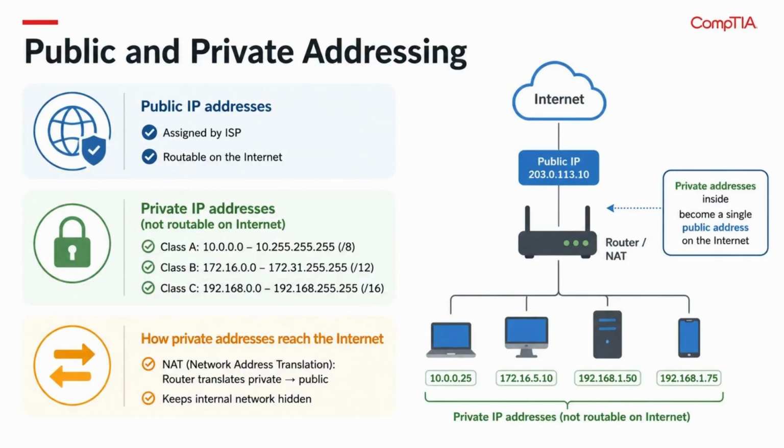Public IP addresses are assigned by your ISP and routable on the internet. Private IP addresses aren't routable on the internet at all. Class A covers 10.0.0.0 to 10.255.255.255. Class B covers 172.16.0.0 to 172.31.255.255. And Class C covers 192.168.0.0 to 192.168.255.255. Private addresses reach the internet through NAT, Network Address Translation, where the router translates private addresses to public ones, keeping the internal network hidden in the process.